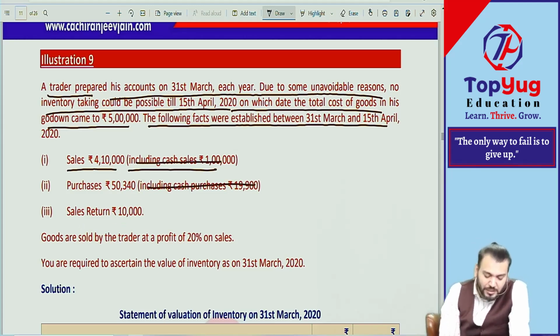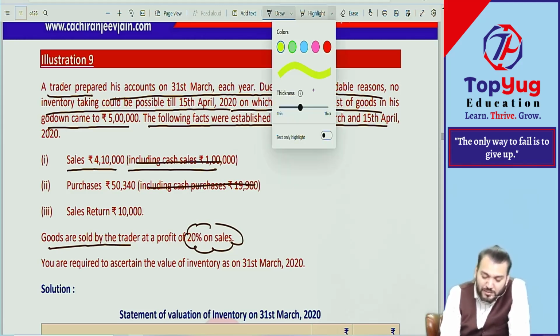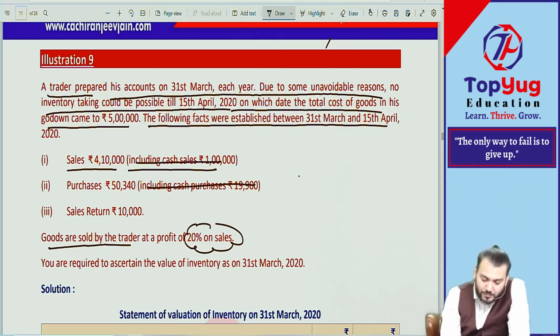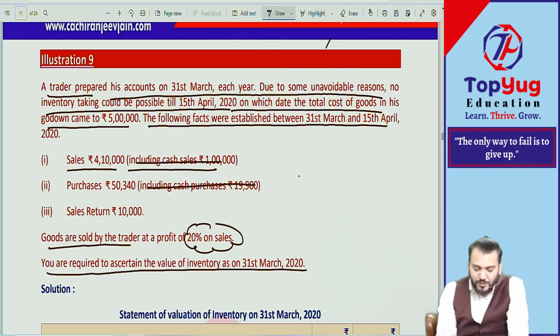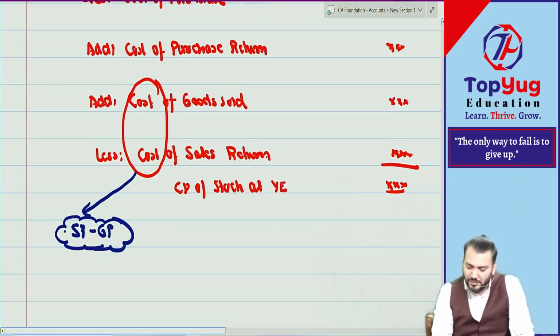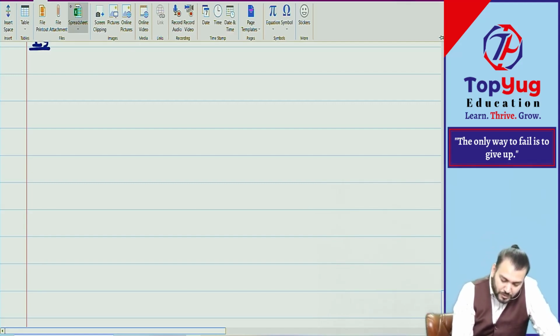And sales return has been given. Goods are sold by trader at a profit of 20% of sales. Understood why they have given 20% of sales, for which information? So that you can convert sales price into what? Cost price. You are required to ascertain the value of inventory as on 31st March 2020. This is very simple. You can do it, I will do it, I will also do it. So we'll do it in this way.